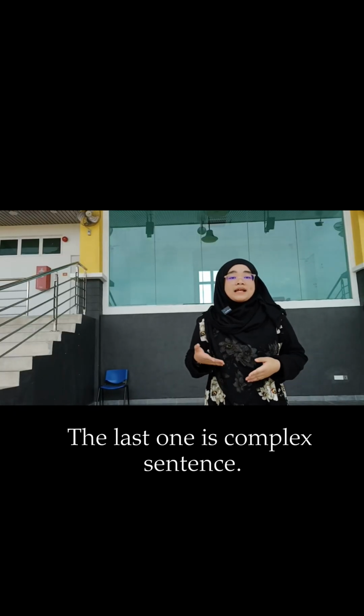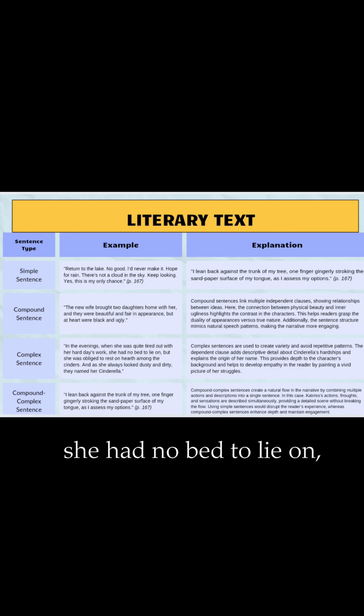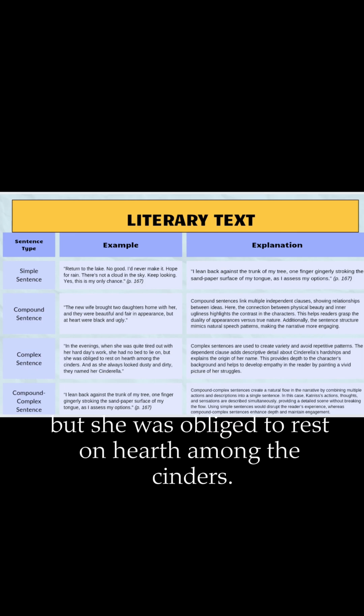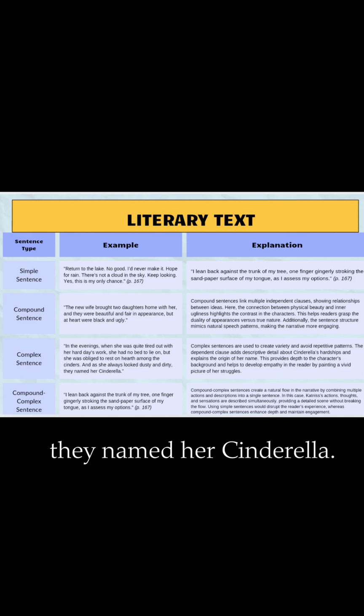The last one is complex sentence. As examples, in the evening, when she was quite tired out with her hard day's work, she had no bed to lie on, but she was obliged to rest on hers among the cinders. And as she always looked dusty and dirty, they named her Cinderella.